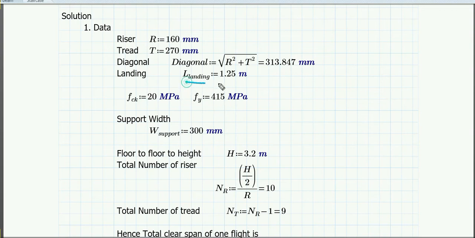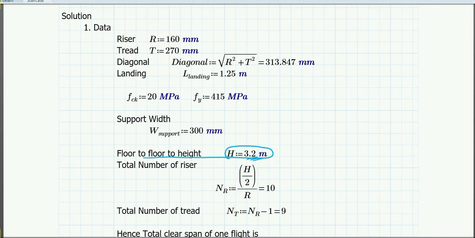So here the landing is already given, this 1.25, which is the clear landing span. Then the support width is given as 300 mm, which is parallel to the riser as per the question. Then the floor to floor height is given, Hs is equal to 3.2 meter. That means the height is given as 3.2 meter.